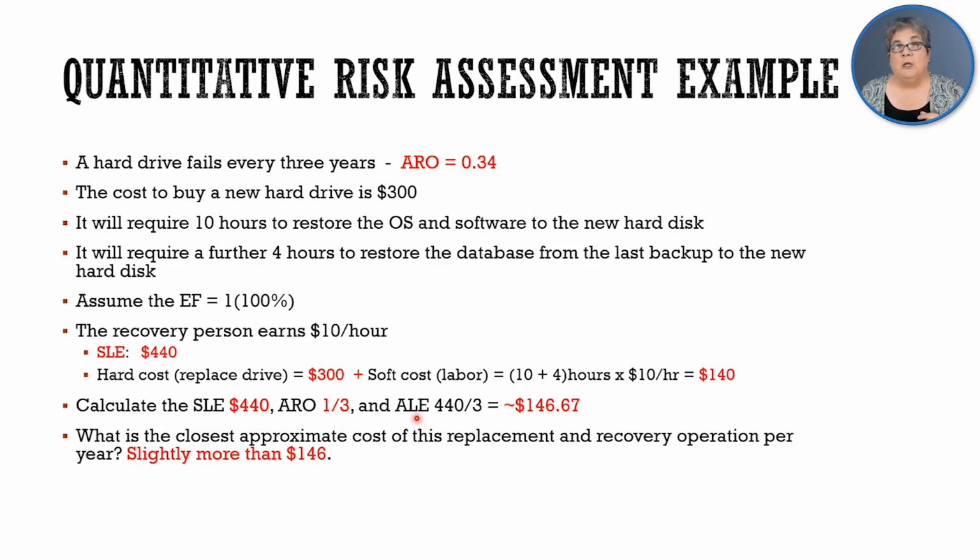So the annual loss expectancy is $440 over 3. That's about $146, $147. Whip out your calculator. 440 divided by 3. So the closest approximate cost to the replacement recovery operation would be slightly more than $146. That's quantitative risk assessment. Yes, you will need to know how to do this.